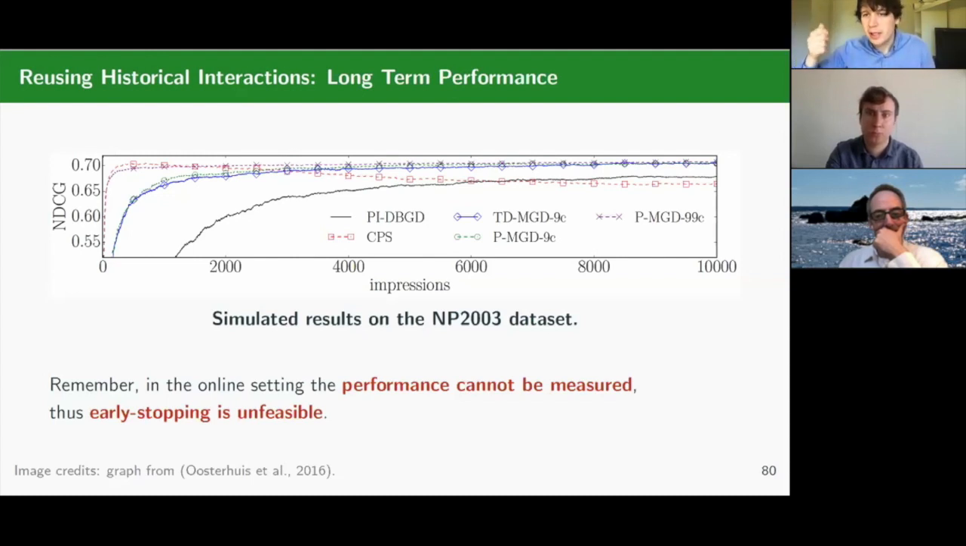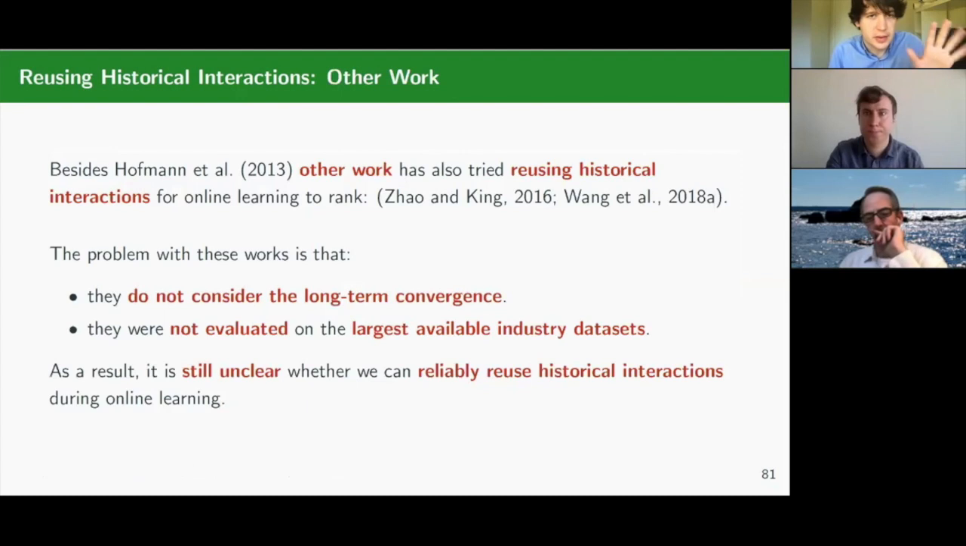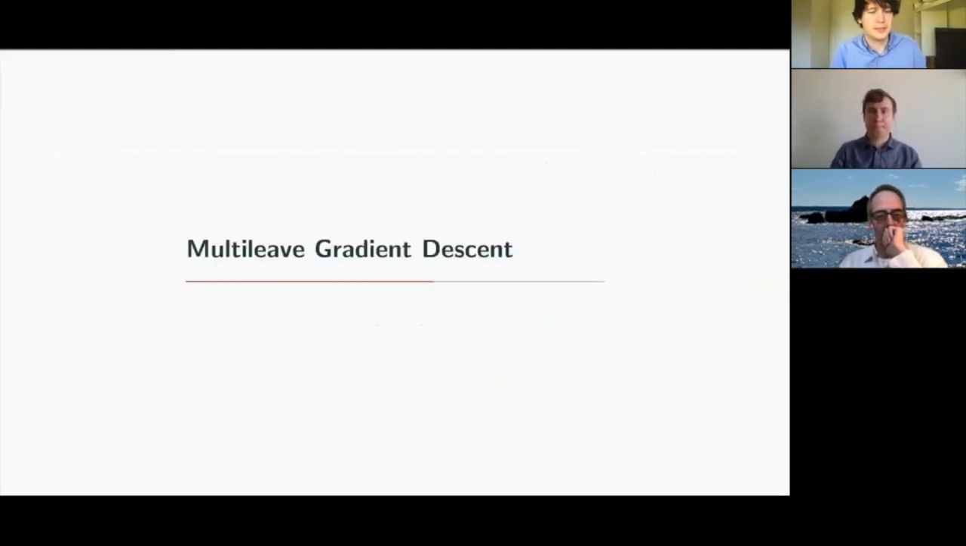But maybe the clicks you saw there were because it was in the first position. Right. So if you use your historical interactions without correcting for position bias, you might be enforcing the wrong idea. Something we saw in the first part of this tutorial could explain what's happening here, but this is unstudied, so we're not certain about that.